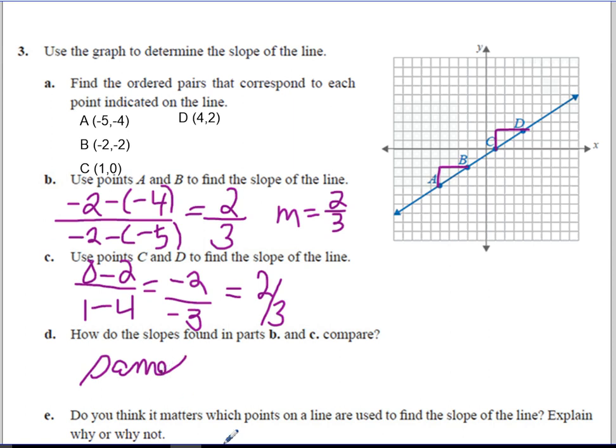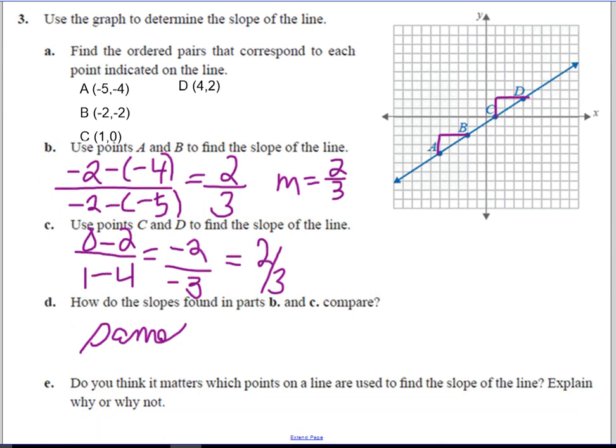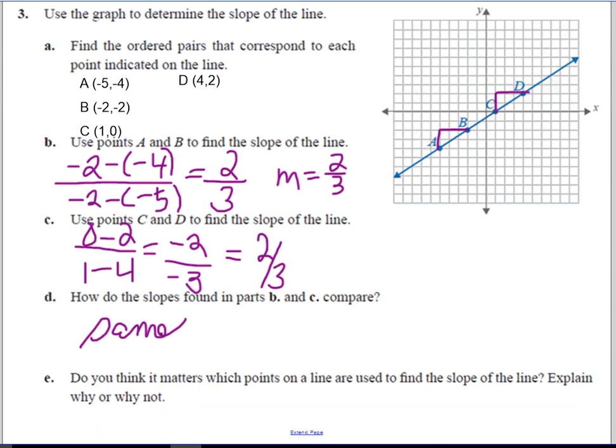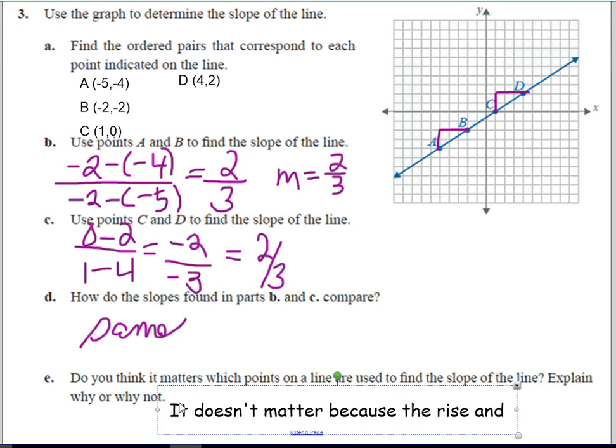And so do you think it matters which points on the line are used to find the slope of the line? Explain why or why not. So it doesn't matter because the rise and run are the same for the entire line.